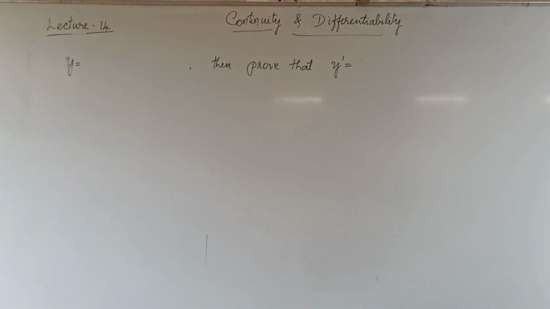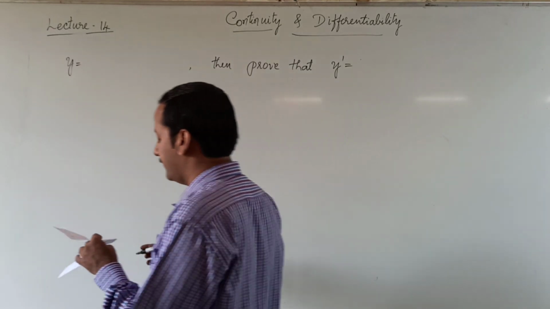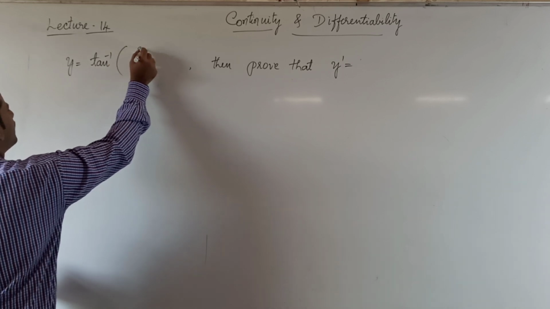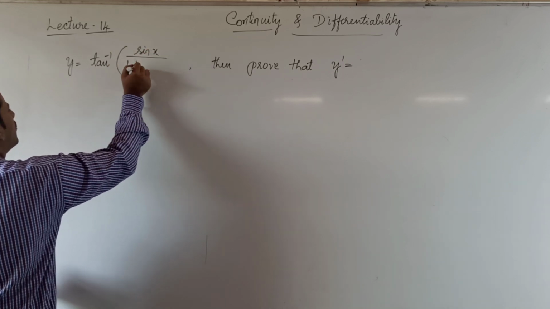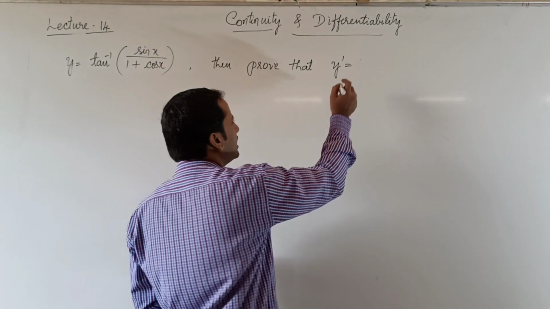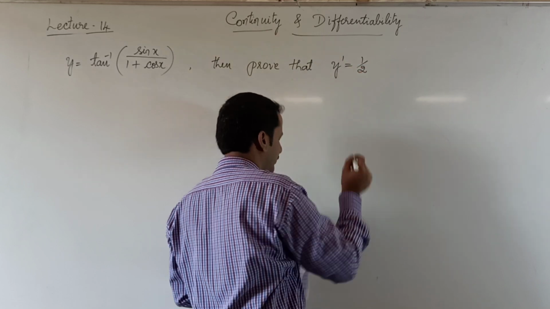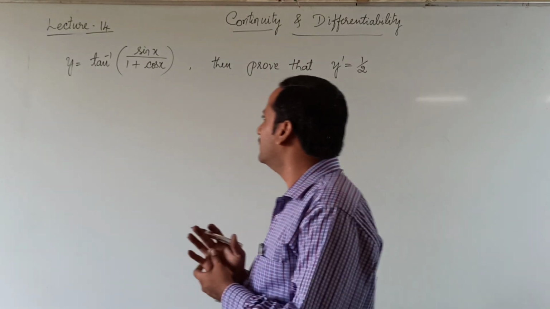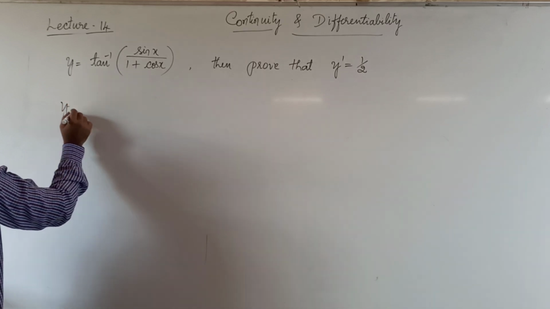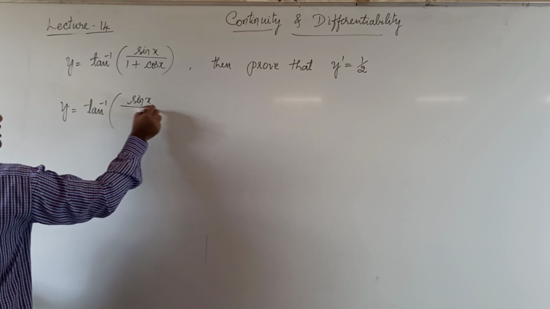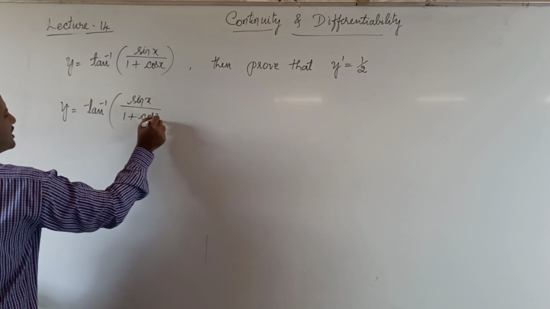If y is equal to tan inverse of sin x by 1 plus cos x, then prove that y dash is equal to 1 by 2. Okay, so let me take this. y is equal to tan inverse of sin x divided by 1 plus cos x.